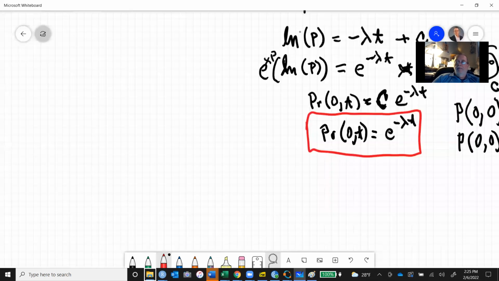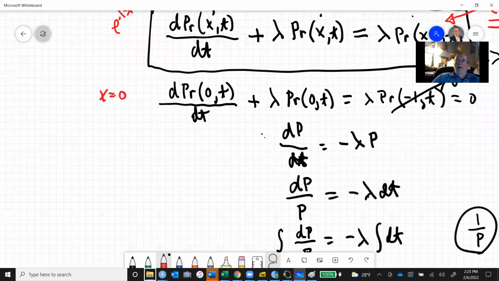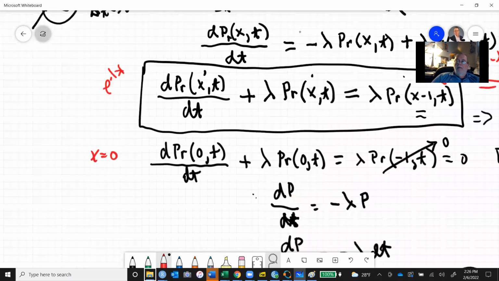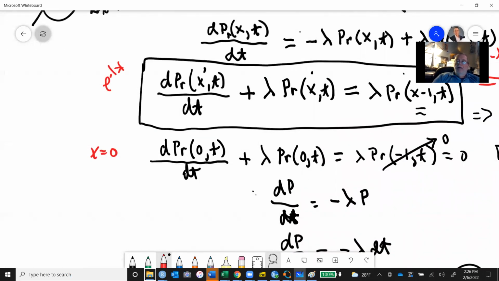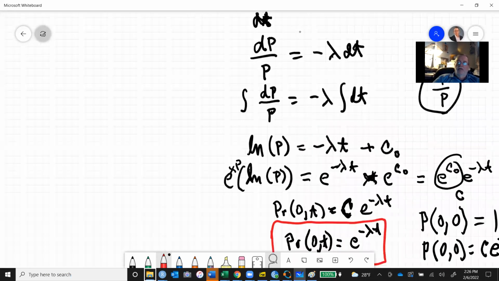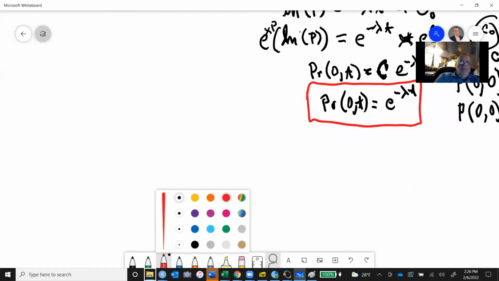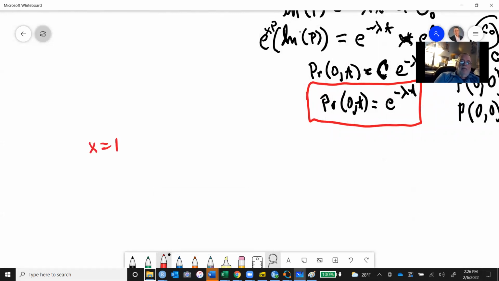Okay. What's our formula up here? This is our whole formula. So let's go back down here. Let's do x equals 1. We have, oops, let's use the darker, there we go, P of 1, t.